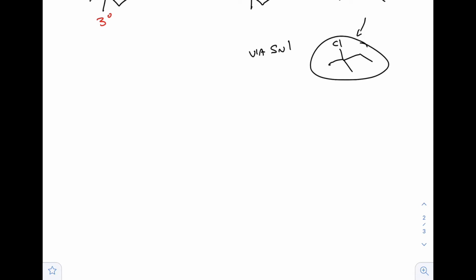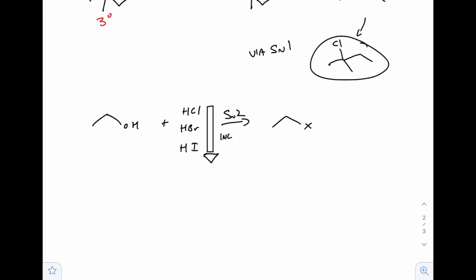So what does it look like when we have a primary or a methyl substituent? Well, let's take a look at ethanol as an example. You can use HCl, HBr, or HI. We've already mentioned that. And if we go the SN2 route, we're going to get that substitution of X. The important thing to note, though I'm terrible at drawing arrows, is that the rate of reactivity is going to go from HCl down to HBr down to HI.